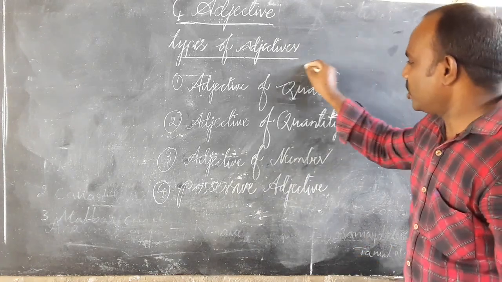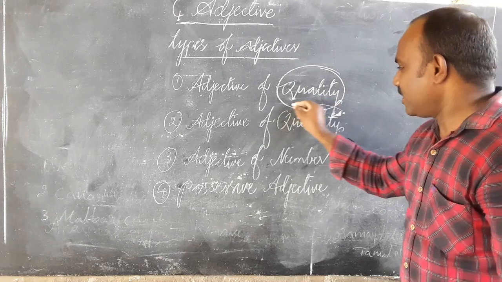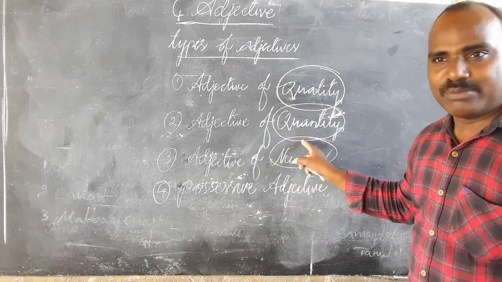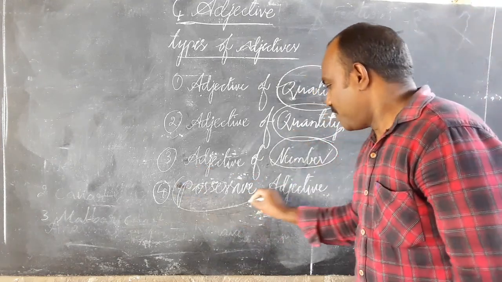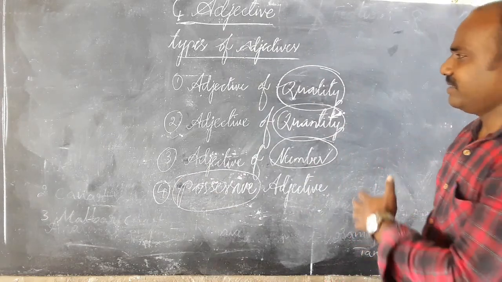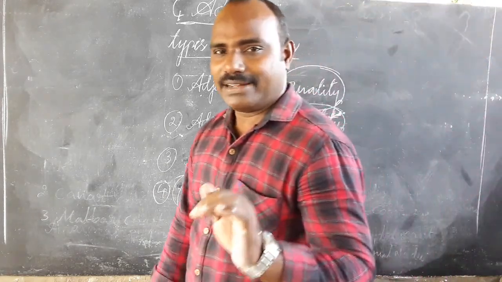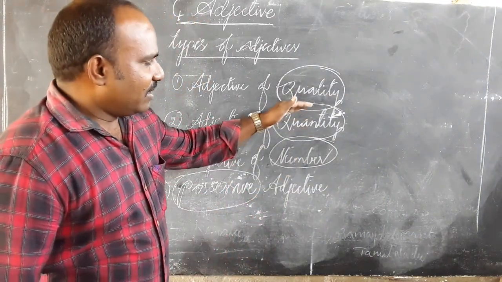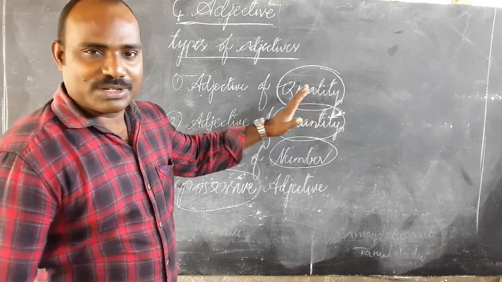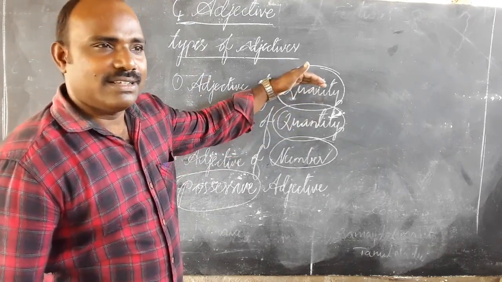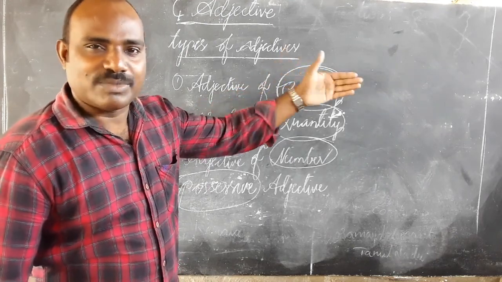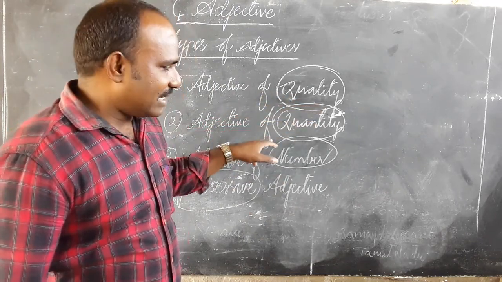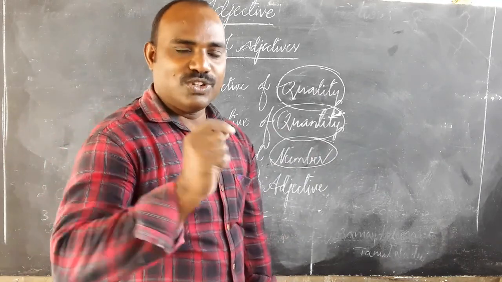Look at this one, adjective of quality. Second one, adjective of quantity. Third one, adjectives of number. And fourth one, possessive adjective. We can identify what type of adjective the given underlined word in the sentence is. Actually, this kind of question will not be asked from an examination point of view, because you will be asked either whether it is an adjective, a noun, a pronoun, a conjunction, or something else. You will not be asked at all what kind of adjective it is, whether adjective of quantity or adjective of quality. But you must know what is what.